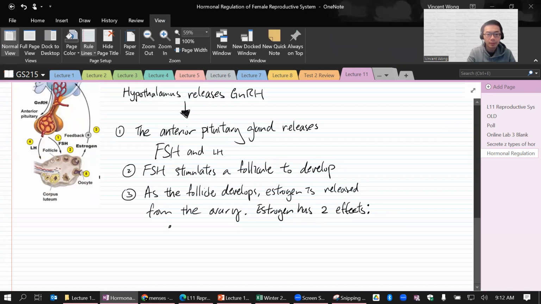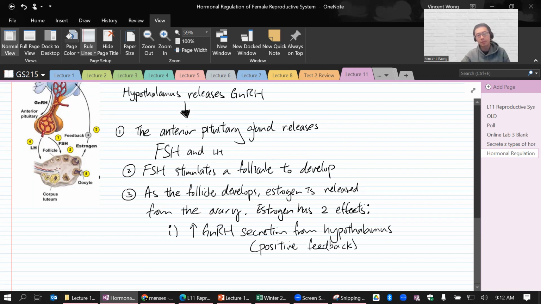Right? Number 1, it will travel back to the brain, okay, and increase GnRH secretion from hypothalamus. Okay, this is called positive feedback.